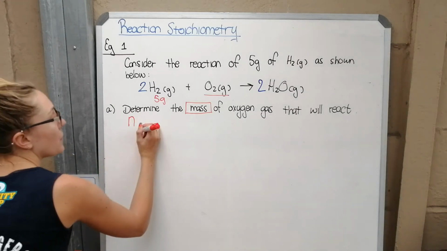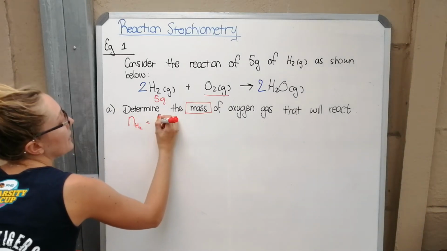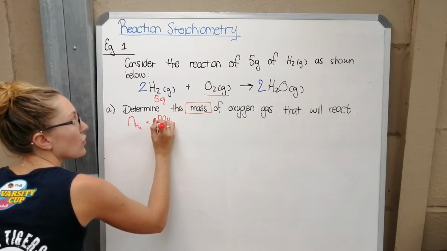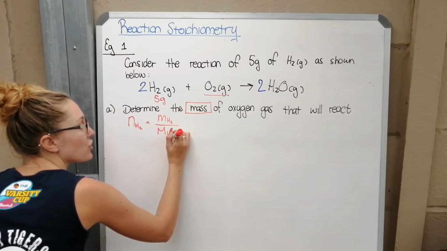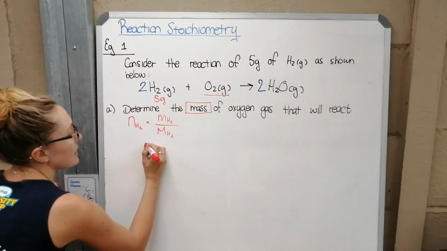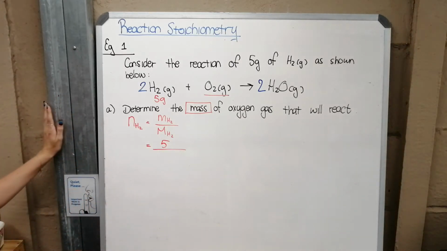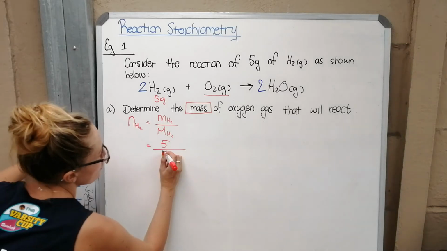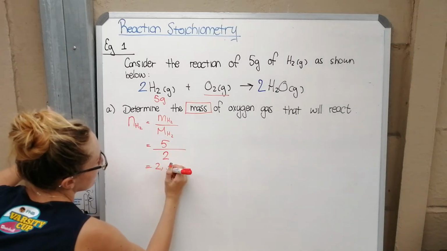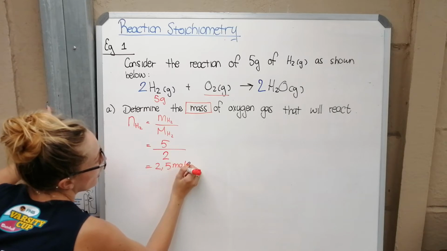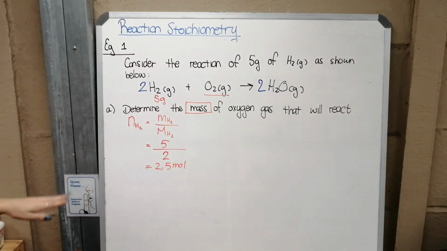So the number of moles of H2 will be equal to the mass of H2 over the molar mass of H2. Okay, that's equal to 5 over the molar mass of H2, which is 2 times the molar mass of one hydrogen atom, which is 2. So that means we're going to have 2,5 moles of H2 gas. Okay, so that's step 2 done.